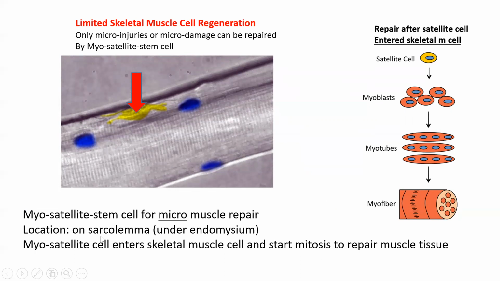And as I located here, this is on the sarcolemma. So you remember sarcolemma, and then what comes after the sarcolemma? The endomysium, connective tissue. So it's basically between the plasma membrane and the connective tissue. You see, it says under endomysium.